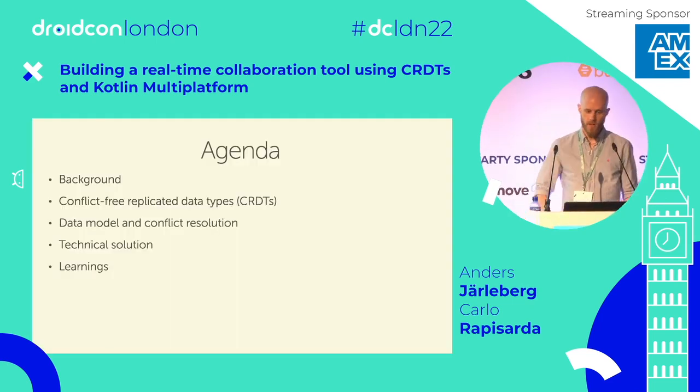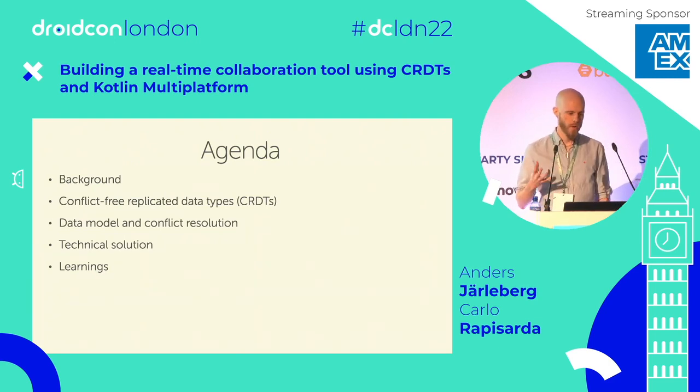The agenda for today is as follows. We're going to give you a little bit of a background of who we are and the product we are working with, and then we'll give you an introduction to conflict-free replicated data types, or CRDTs, and show you a little bit about how you can implement them yourself. We're also going to show you some examples from our data model and some methods of resolving conflicts that we've done in our data model as examples for you, and also share some details from our technical solution and the learnings that we've had along the way.